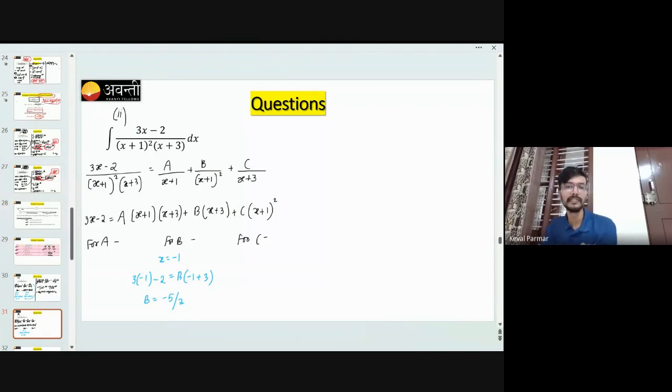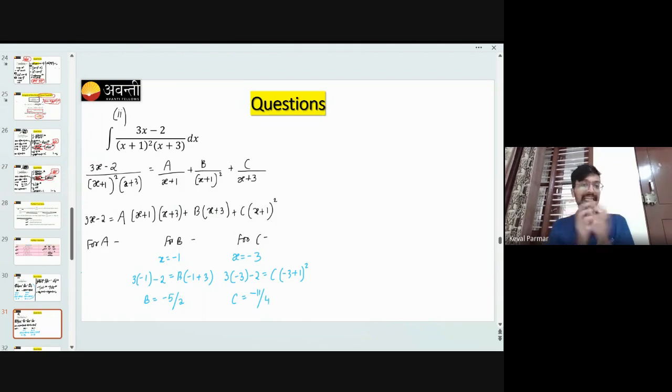Now for C it is simple, in place of x put minus 3. So this will get 0, this will get 0, correct? So I will get 3 into minus 3 minus 2 is equals to C into (minus 3 plus 1) the whole square. So I guess C will be minus 9 minus 2, minus 11, correct? So minus 11 upon 4.